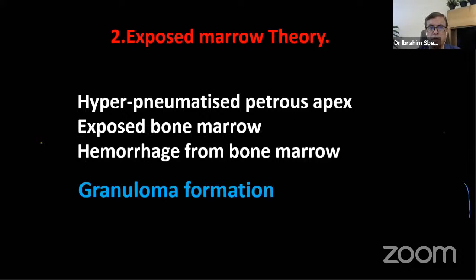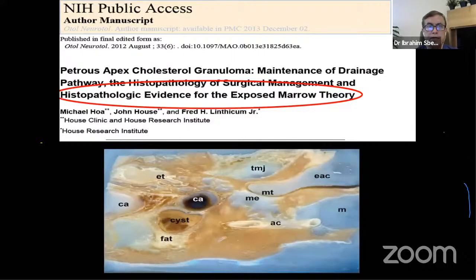The second theory, which is gaining popularity, is the exposed marrow theory. They say that hyper-pneumatized petrous bone, and we have shown this on the previous slides, would expose the bone marrow. Once the bone marrow is exposed, then there will be hemorrhage, and then we go through the same cascade: hemorrhage from the bone marrow, breakdown of the hemoglobin, cholesterol is attacked as foreign body, and the granuloma is formed. And this beautiful paper shows the histopathological evidence for the exposed marrow theory to support this thesis. So it shows you here the cyst, and in fact they show you the stent that they sometimes put. So they say this is exposed marrow, a cyst in relation to the fat of the bone marrow inside the bone.